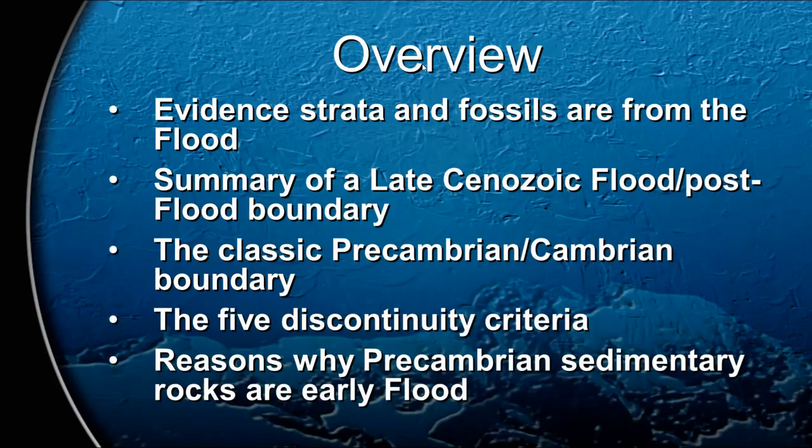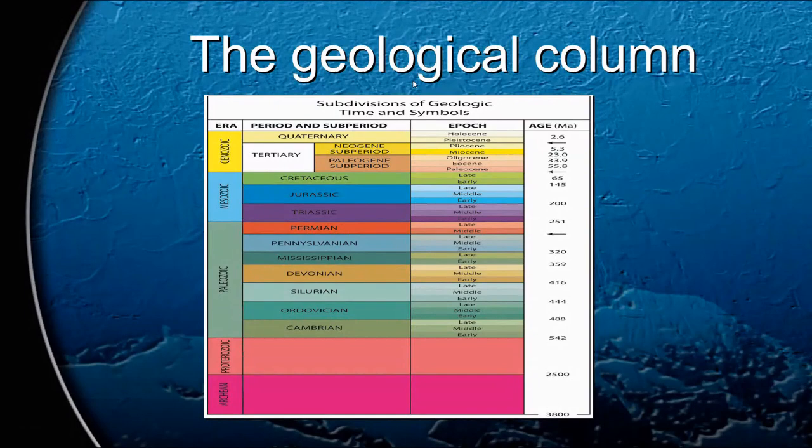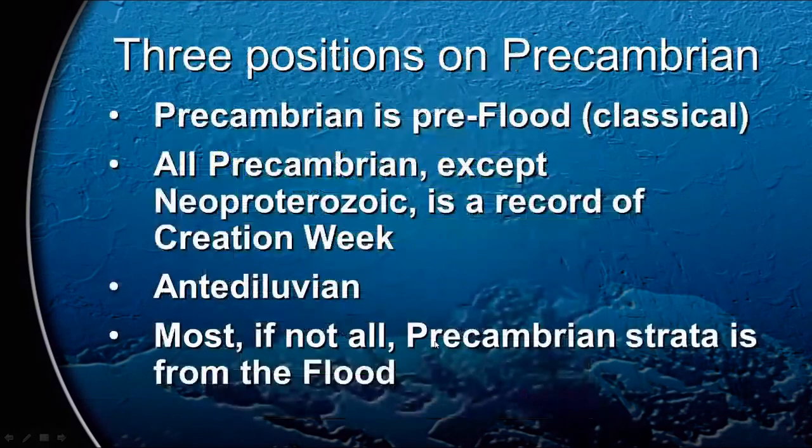But when you look at it in more detail, I think there are other issues to consider, which I will get into. So here's the geological column again, and the classical boundary at the Precambrian-Cambrian. We're going to get into this a little more, but that's where the classic boundary is. There are three main positions. Actually, I forgot one here. Actually, there are five.